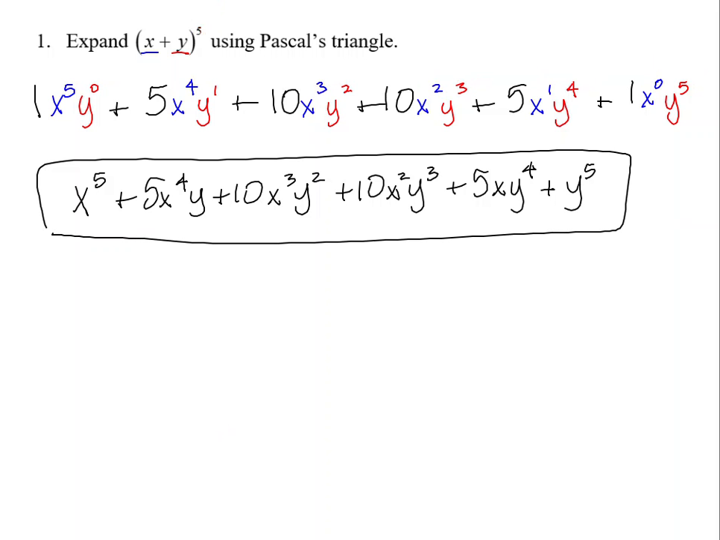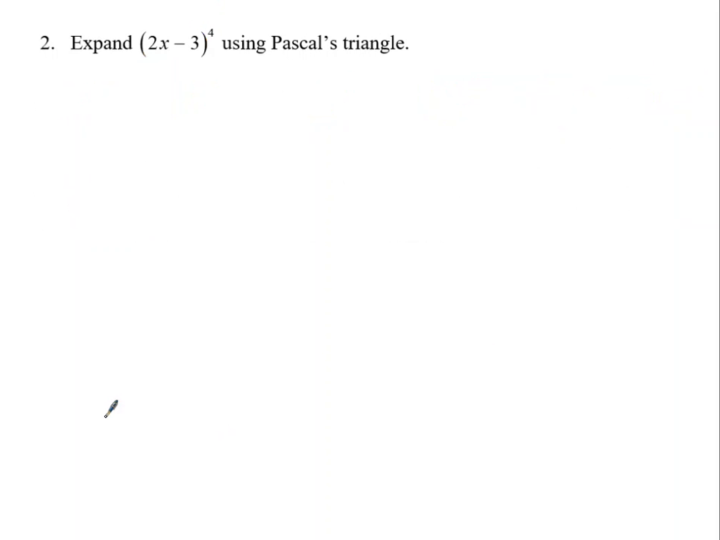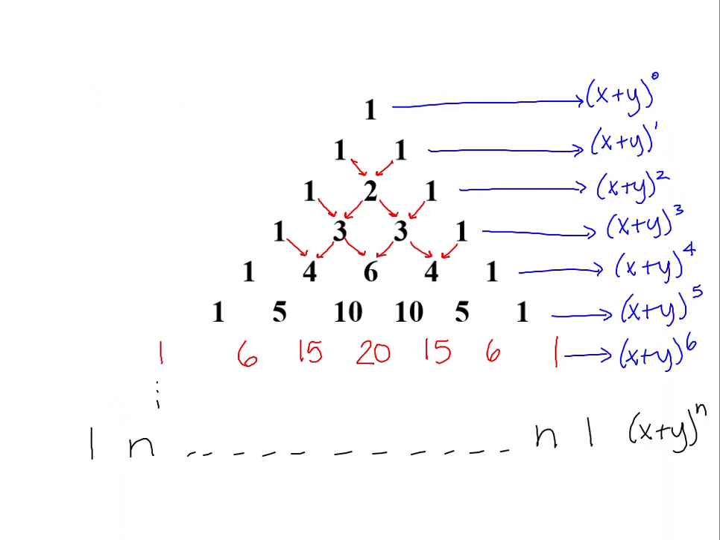Let's take a look at another example. If we want to expand 2x minus 3 to the 4th power, we want to start by looking at the row in Pascal's triangle that starts with 1, 4. So we have 1, 4, 6, 4, 1 as our coefficients.